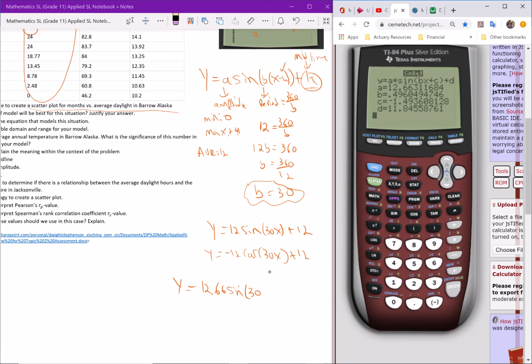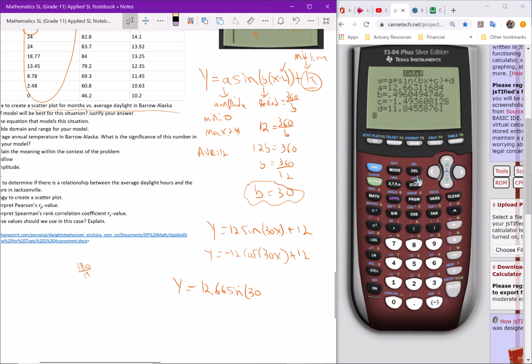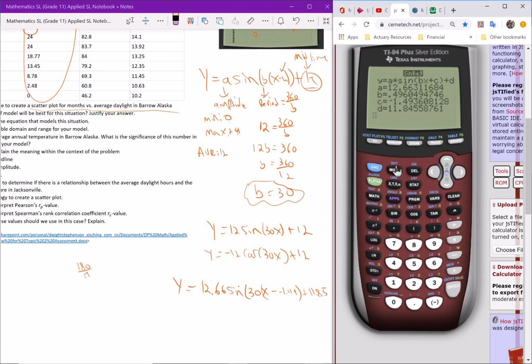Or you can convert it. It always gives this in radians. So if you wanted to convert this to degrees, you would just multiply by 180 over pi. Let's try that real quick just to convince you after I write this. And then there's a c value, x minus negative 1.49, and the d value is 11.85.